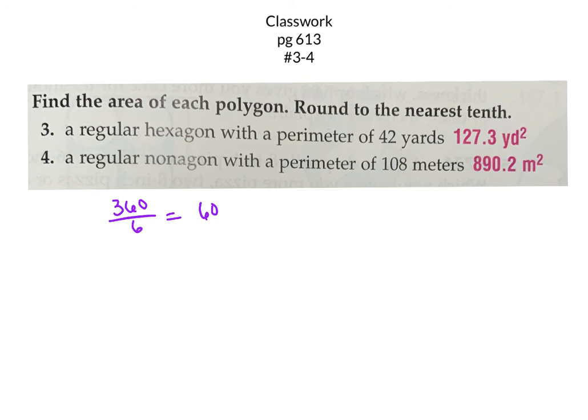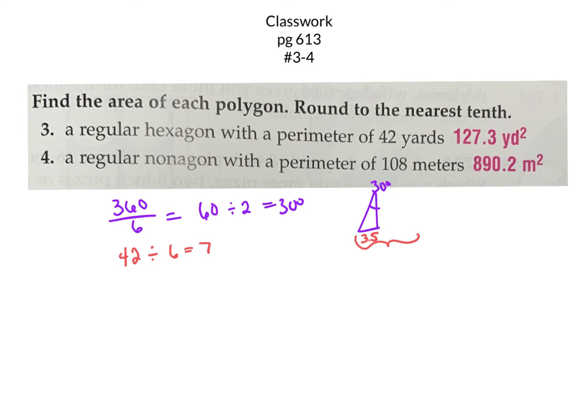60, but I need to do what with that? You divide by 2. Cut it in half. So I'm going to have a 30-degree angle when I have this triangle here. All right, so that's going to be my 30-degree angle. All right, they've given me the perimeter as well, right? Perimeter is 42, so I need to take that and do what with it? Divide by 6, which is going to give me 7, but that's the entire side length. So what is this piece going to be?